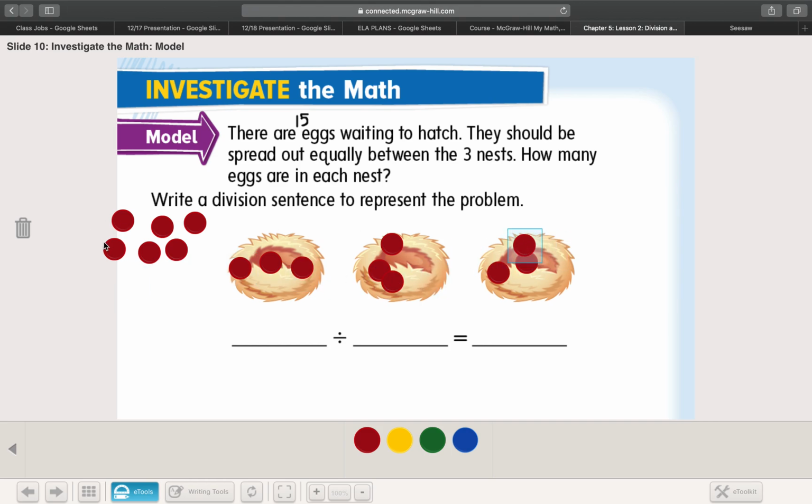We still have more. Do it again. 1 in this nest, 1 in this nest, 1 in this nest. We still have more. Let's do it one more time. 1 in this nest, 1 in this nest, 1 in this nest. We have no more. We've used them all.